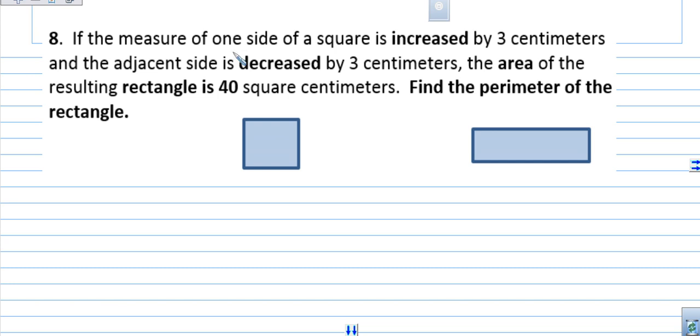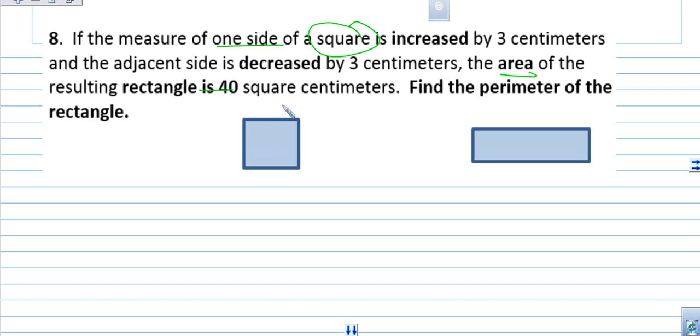So it says if the measure of one side of a square is... Let's brain dump what we know about squares. All sides are the same, so if you knew one side, then you knew all sides. Does it tell us what the side actually is in the entire question? You've read the question already. What does one side of the square equal? Well, it doesn't say. Some of y'all would say 3. No, it says the side's increased by 3. You say, well, 3. No, it says decreased by 3. 40? No, the area is 40. It doesn't actually tell us.